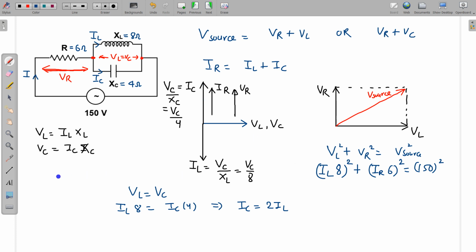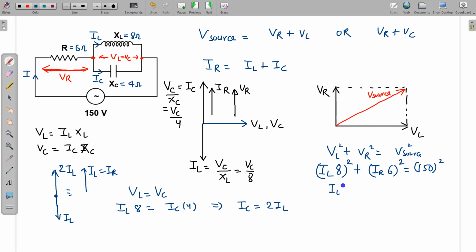From the phasor diagram, the current above is IC and it is equal to IL, and below this is equal to IL. So what is the resultant here? The resultant will be IL, and this resultant is equal to IR. The resultant of these two will give IR, and IR now is equal to IL.